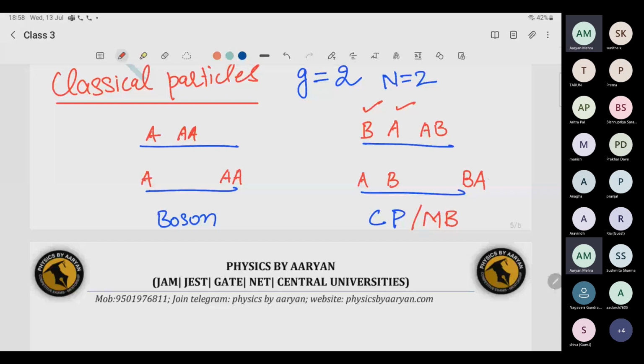The number of ways increased by 1. Why? Because the particles here are distinguishable. You can distinguish between them. In this situation, AA is 1 only, because if you put AA and then you change A here and change A here, both are the same thing, no difference at all. But in this situation, AB and BA are different.